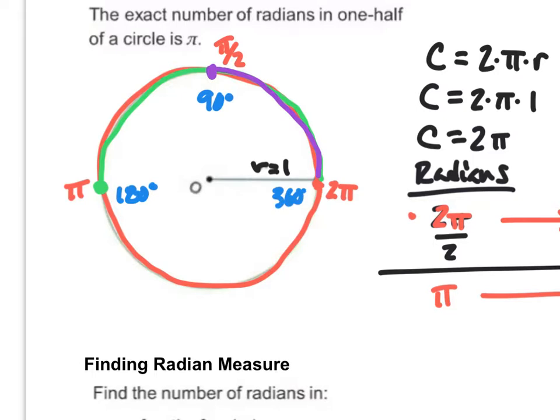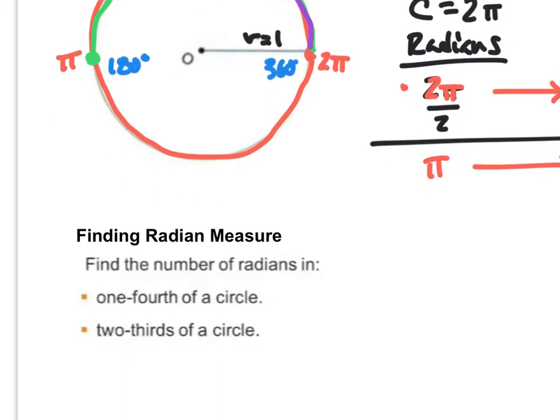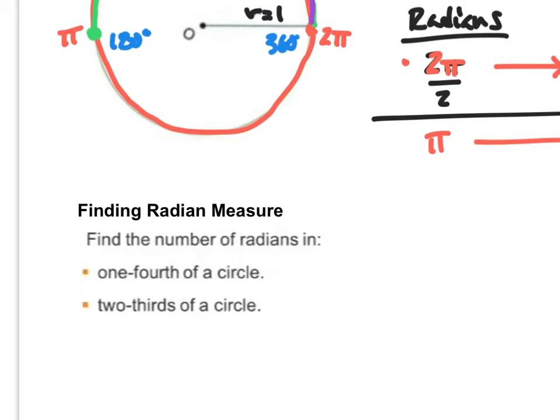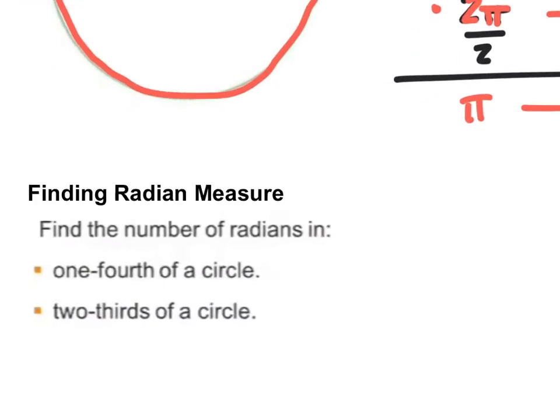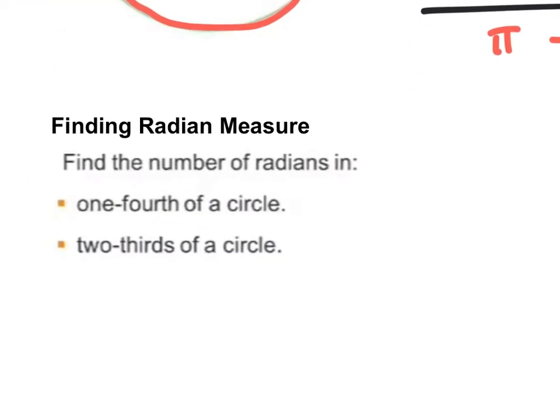And so we can measure these different angles either in degrees, which we are very familiar with, or we can measure them in what we call radian measure. We're just going to touch on this. We're not going to go very far with it, but I do want to introduce it. So now, find the number of radians in 1/4 of a circle or 2/3 of a circle.